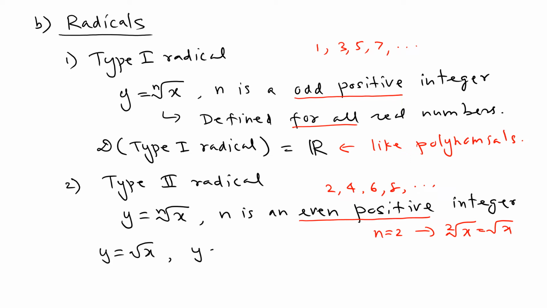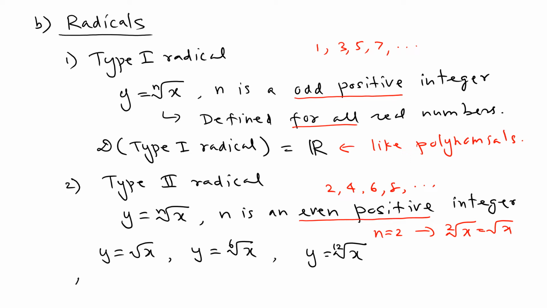or y equals the sixth root, like this. Even larger roots, like the 10th or 12th root. Those are the type 2 radicals. In this case, the domain is restricted: the values are only greater than or equal to 0. x has to be greater than or equal to 0.